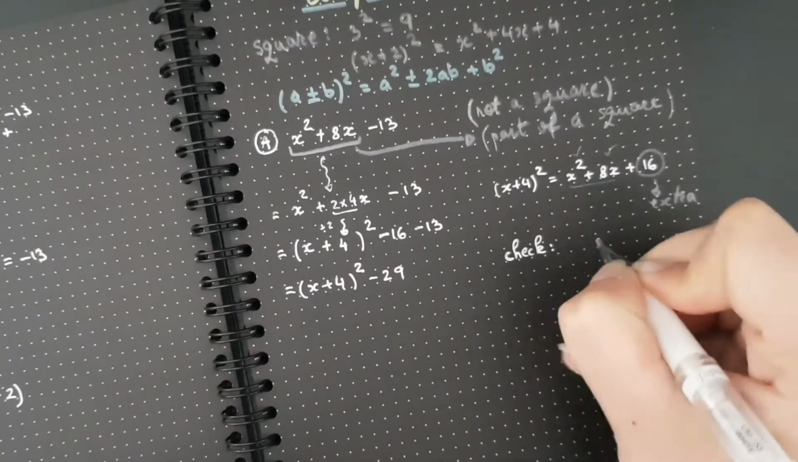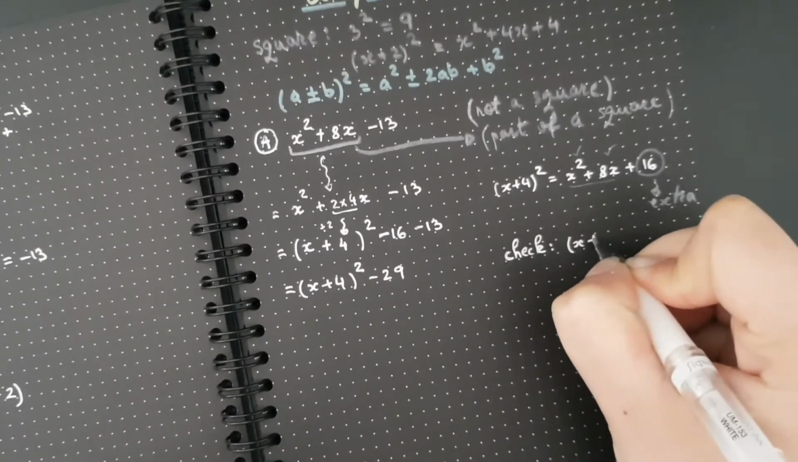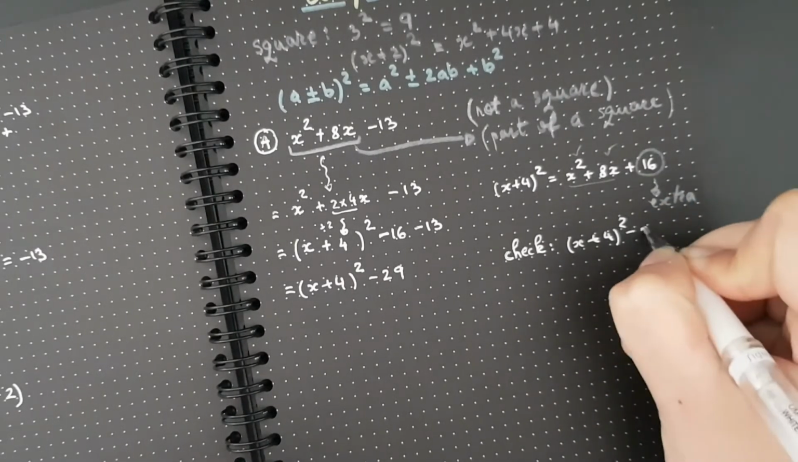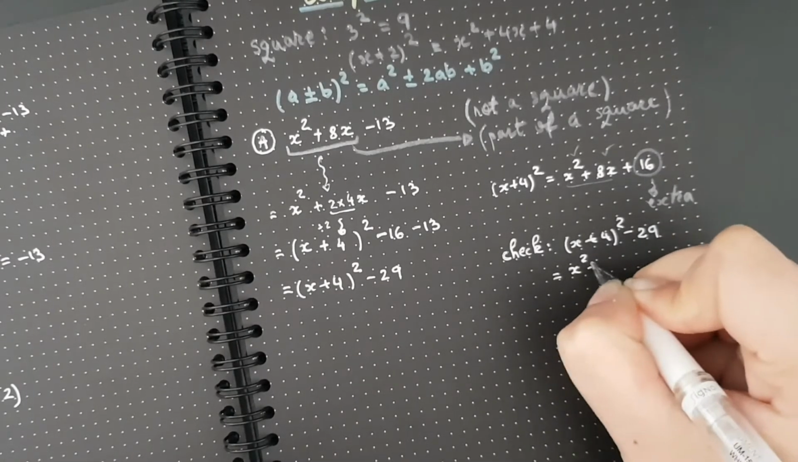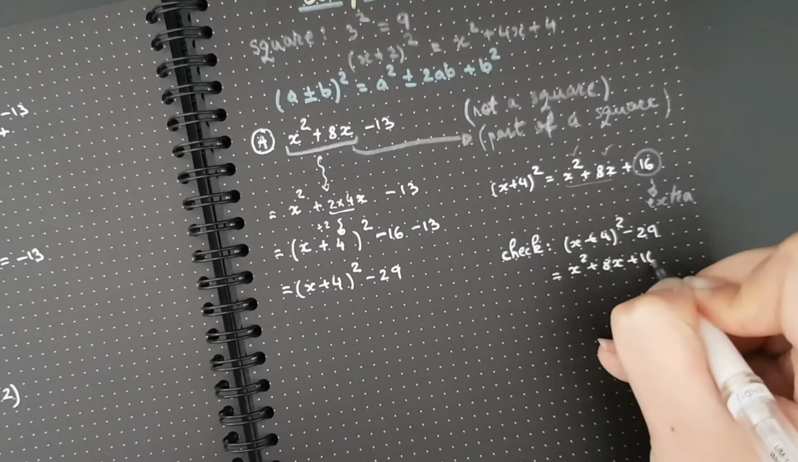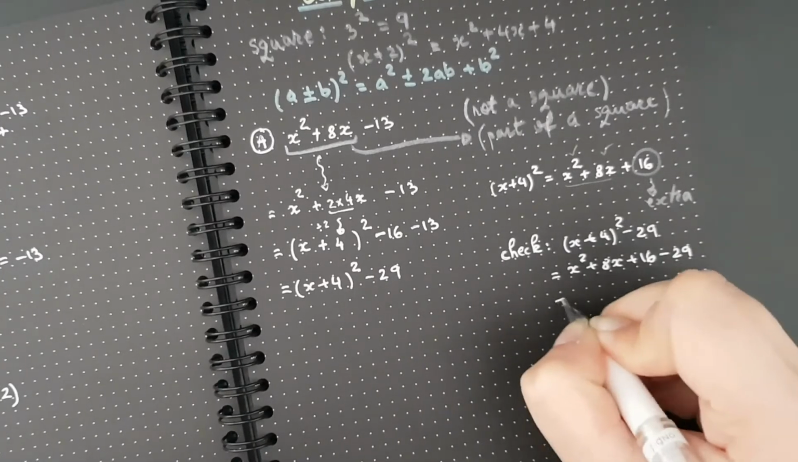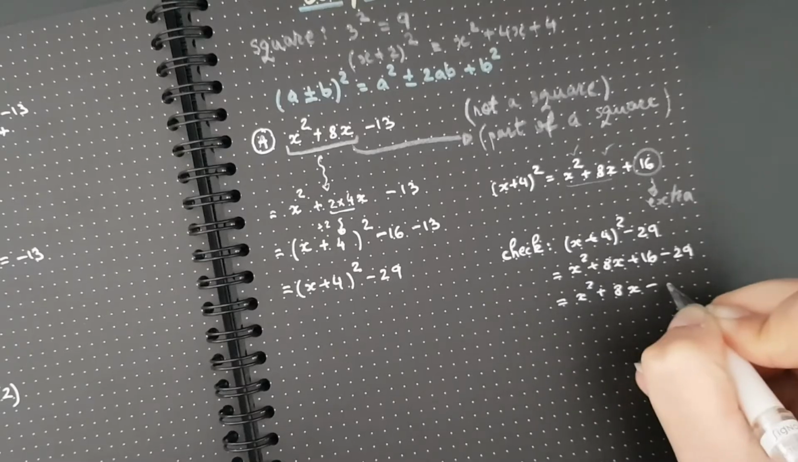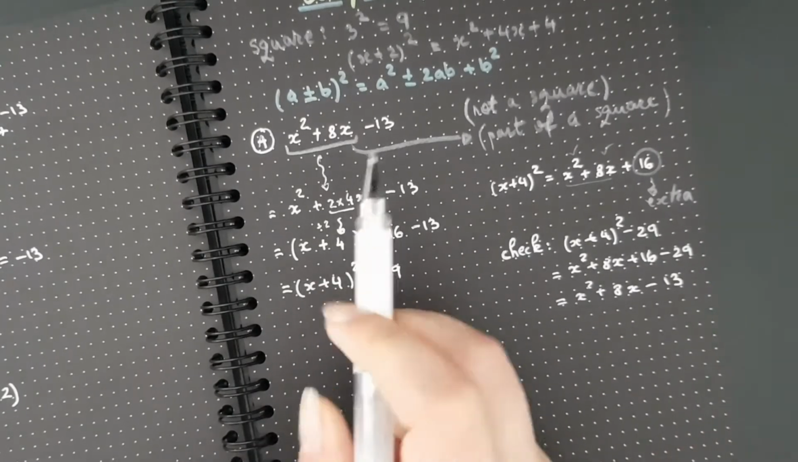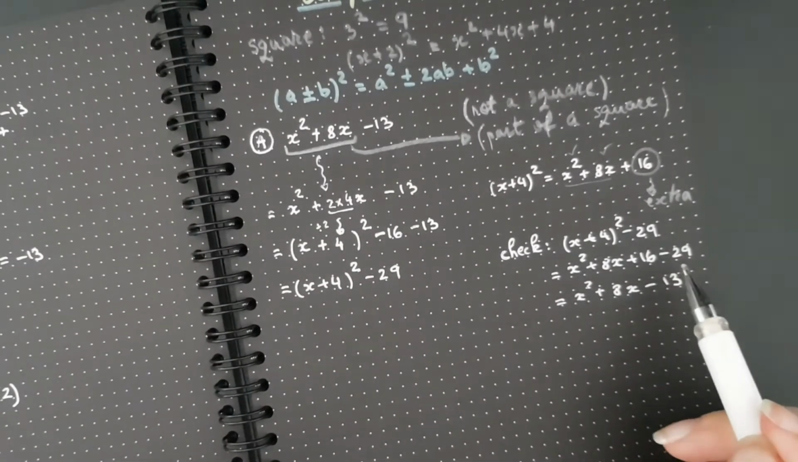So we've got x plus 4 squared minus 29. So I've got x squared plus 8x plus 16 minus 29. So it gives me exactly what I started with. So I've done the calculations correctly.